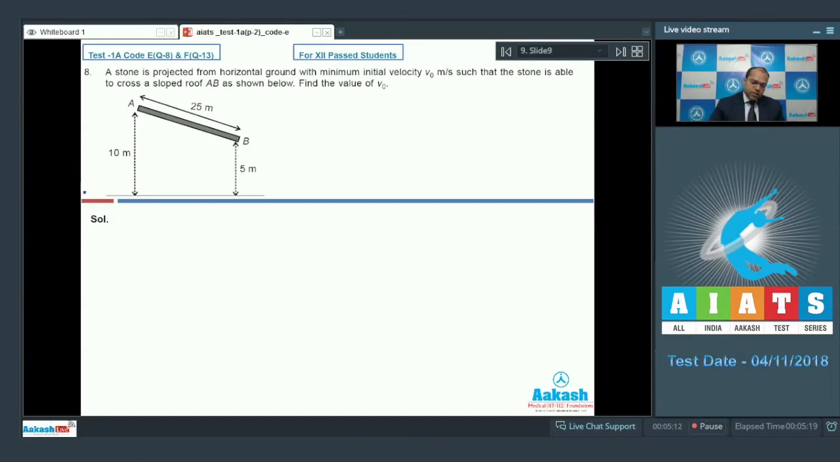Suppose I project with a speed V0 from the ground, it will move in this way and come down by touching point B. The projectile is something like this. Let the velocity at point A be V, then we can calculate the velocity at point A. V square is equal to V0 square minus 2 times g into the displacement in the y direction, that is 10.